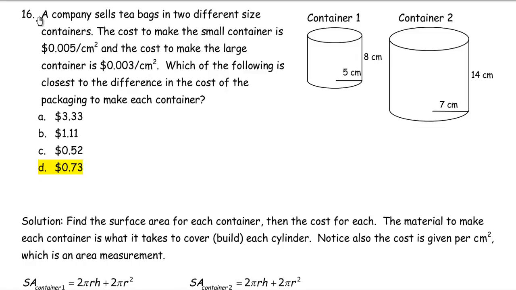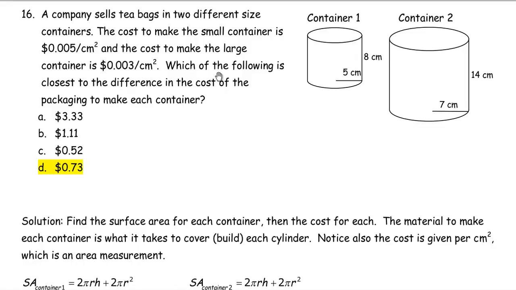Question number 16. A company sells tea bags in two different size containers. The cost to make the small container is $0.005 per centimeter squared, and the cost to make the large container is $0.003 per centimeter squared. Which of the following is closest to the difference in the cost of the packaging to make each container?